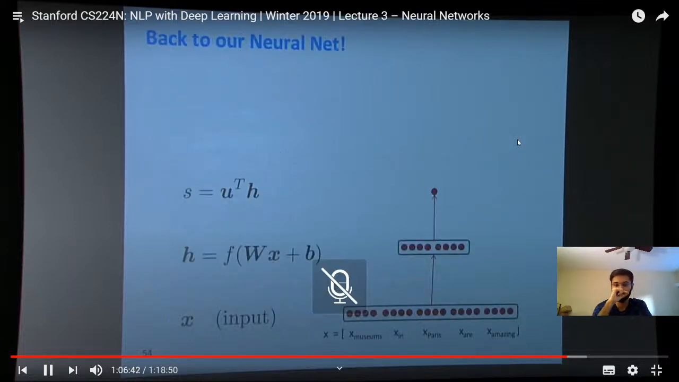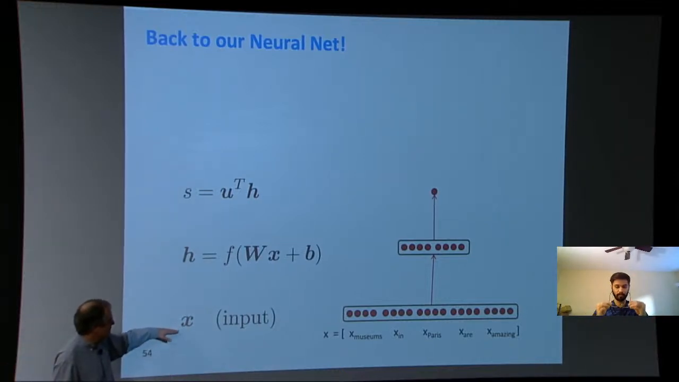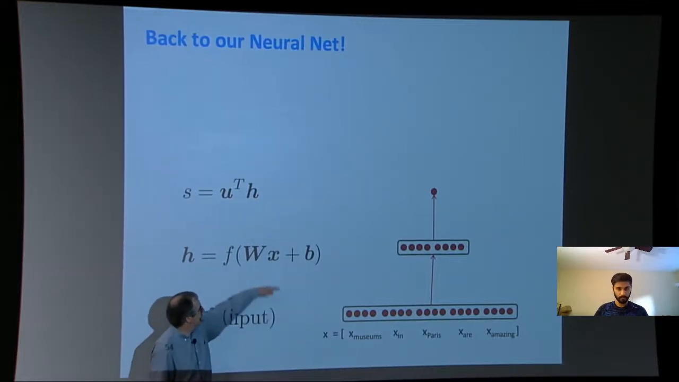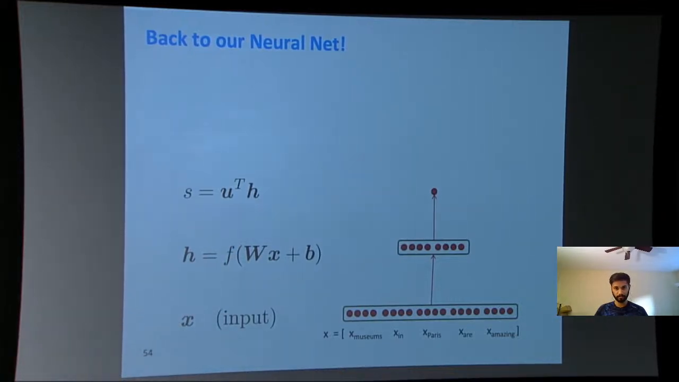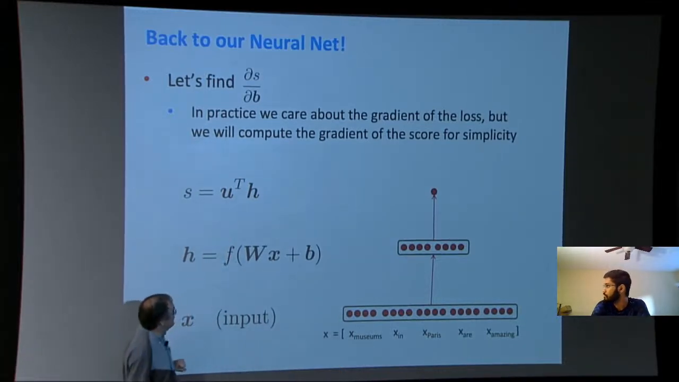Derivatives inside a neural network. Okay, so here's the same neural network we saw before. We have a window of words, we look up word vectors, we put them through a hidden layer, and then we do a vector dot product to get this final score. To train our neural network, we want to find out how S changes depending on all the parameters of the model: the x, the W, the b, the u.